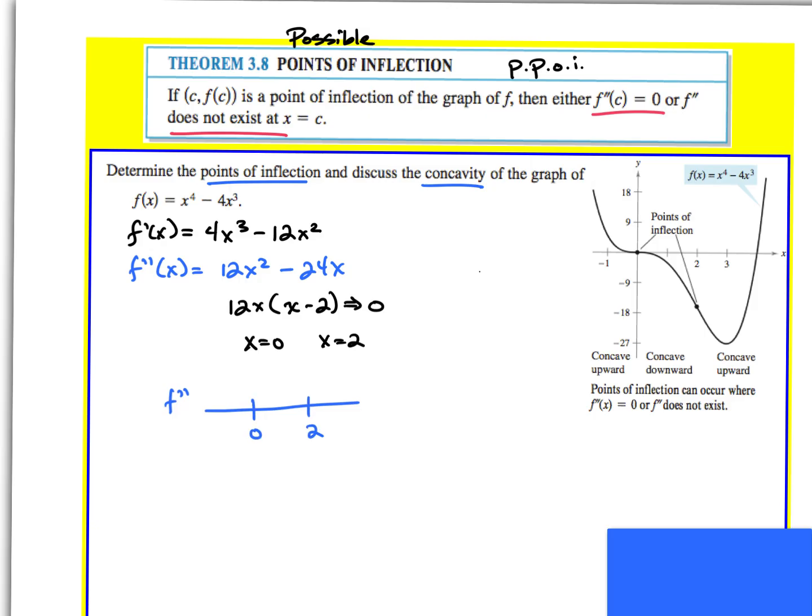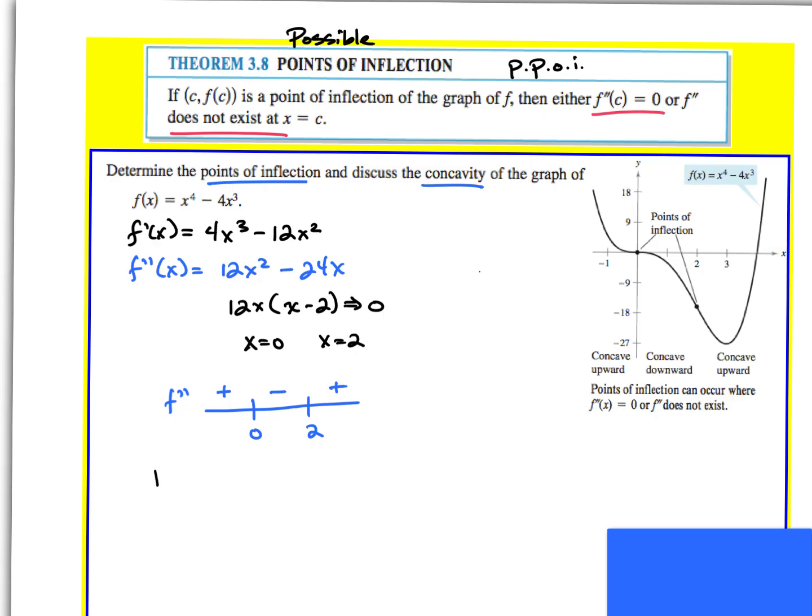So let's pick something left of 0. So this would be negative. This would be negative. So now we pick something in between 0 and 2, like 1. And so now I get a positive and a negative, which makes it a negative. And then pick something right of 2, and I get a positive. All right. And so, do I have points of inflection at these two x values?